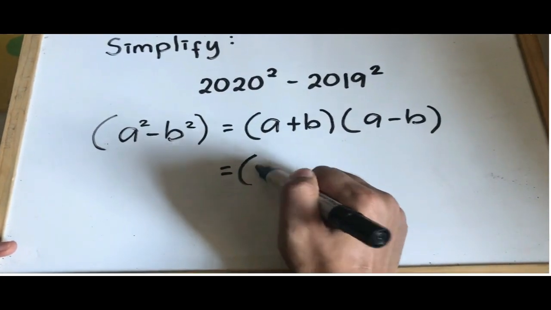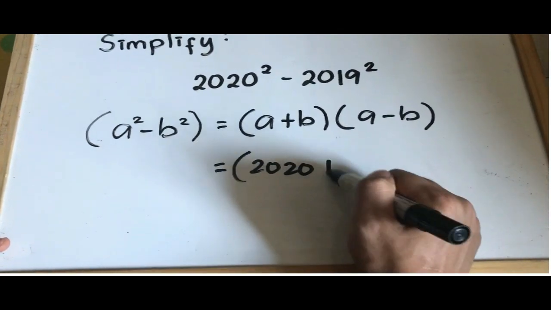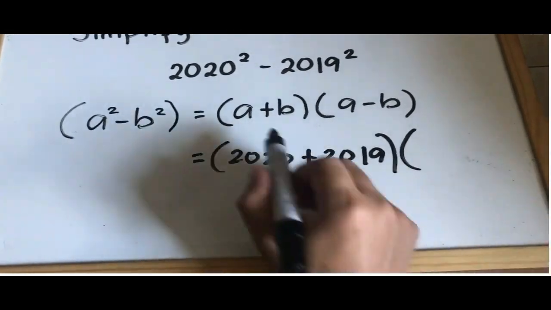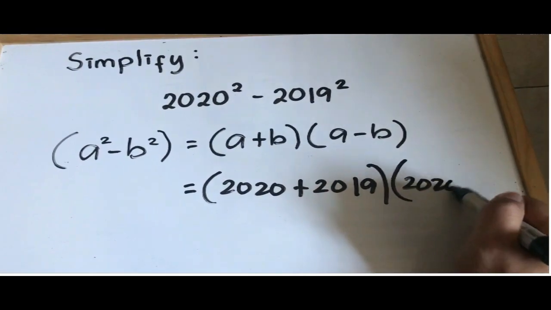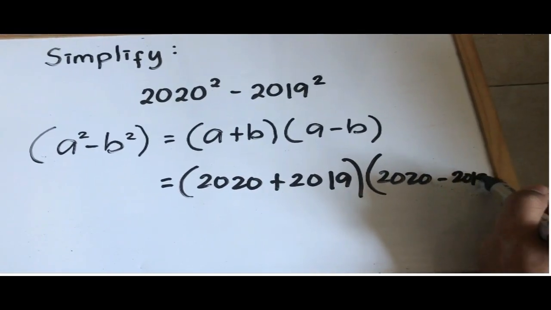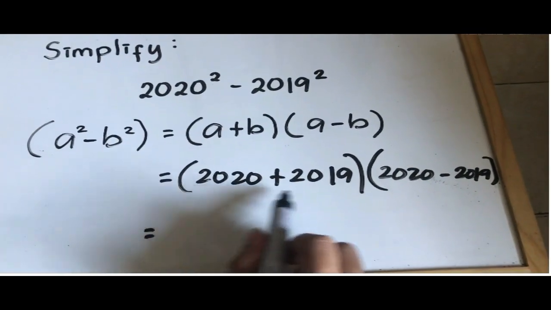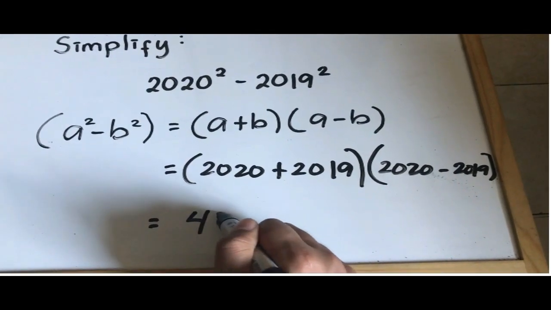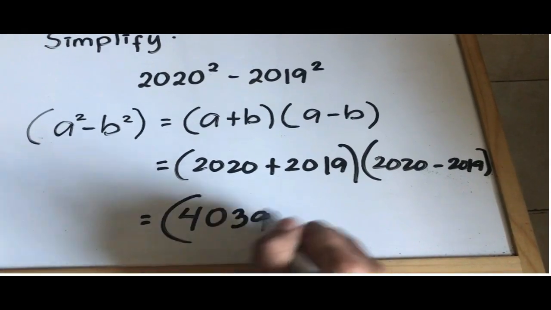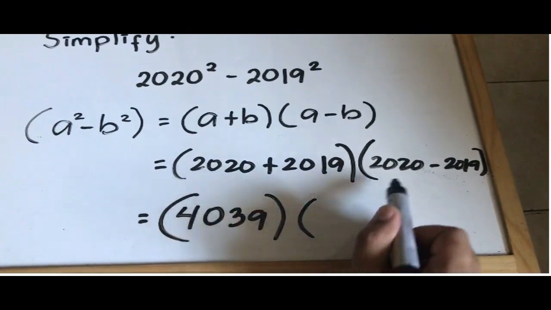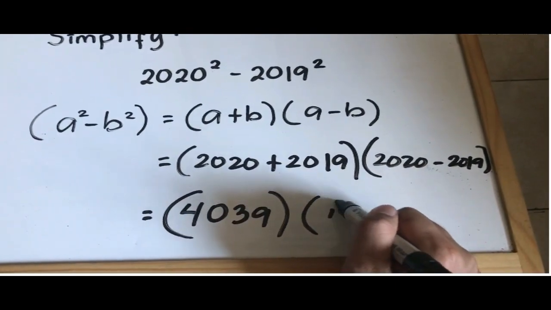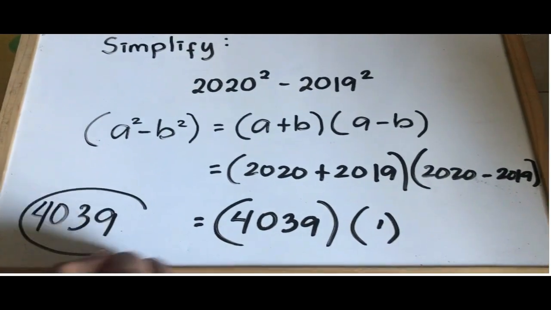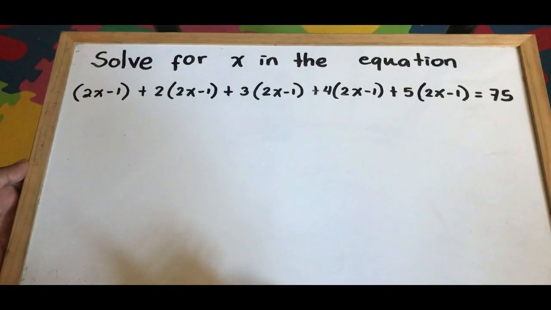So a is 2020 plus b, 2019, times 2020 minus 2019. Add 2020 plus 2019, that is 4,039. Then subtract 2020 minus 2019, it will give you 1. So the answer is 4,039. You can check it.